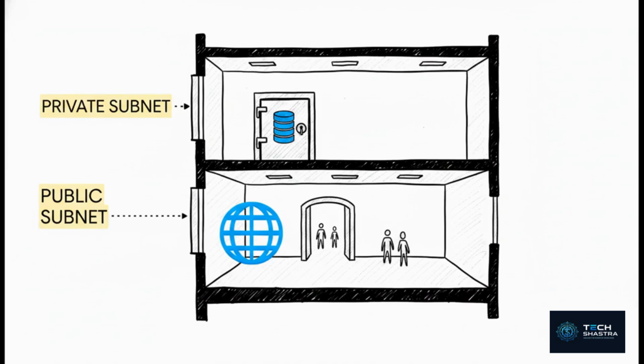Now, your VPC isn't just one giant empty room. You divide it up into subnets. You can think of these like different floors in your virtual office building. A public subnet, that's the lobby. It has a big front door straight to the internet, perfect for a web server. A private subnet, though, that's like the secure offices upstairs with no direct outside access. That's where you keep the important stuff, like your databases.